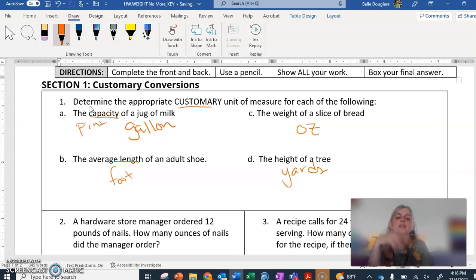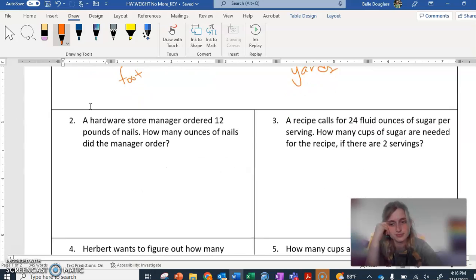So that's what we're looking for. Like, what would you think about units if you had to grab a measuring tape? What kind of measuring tape would you grab? Not looking for math there.